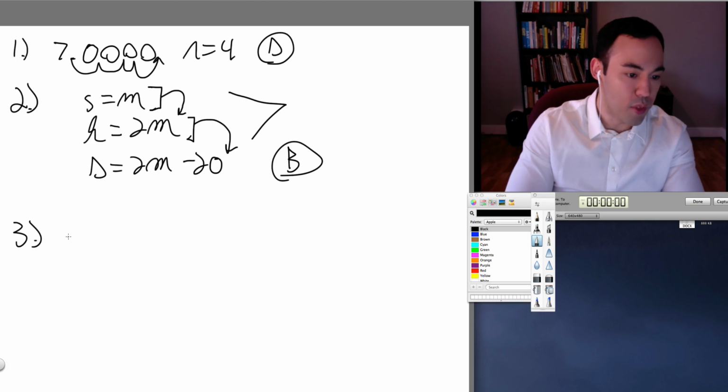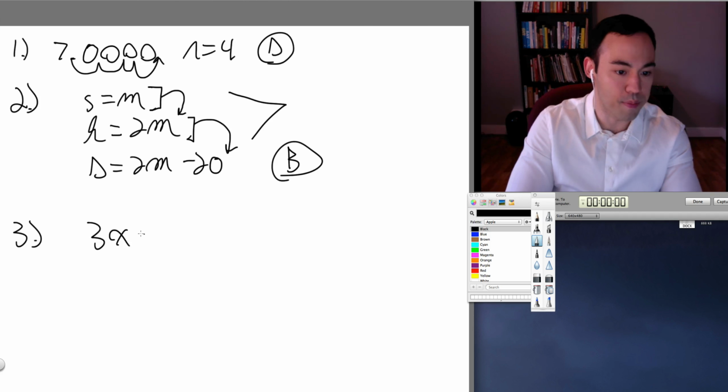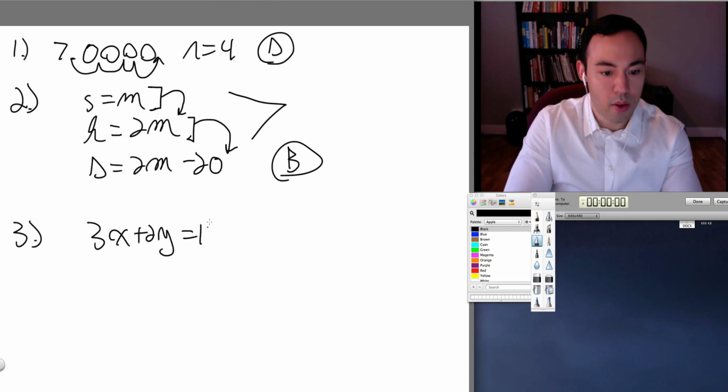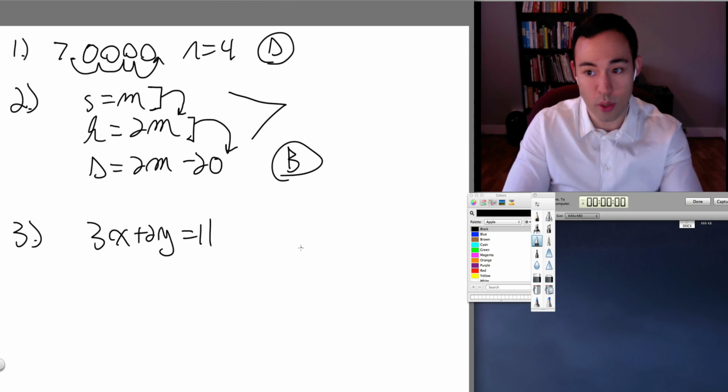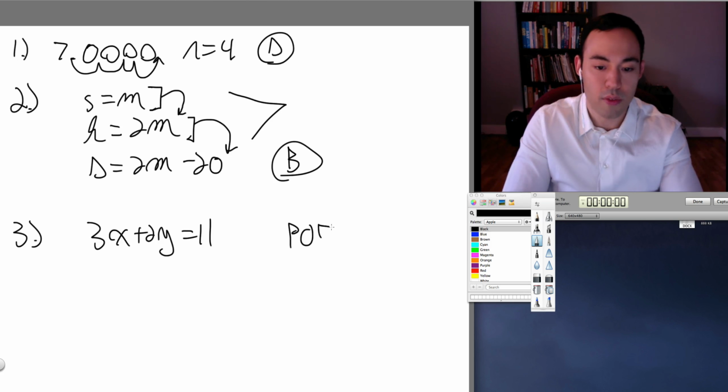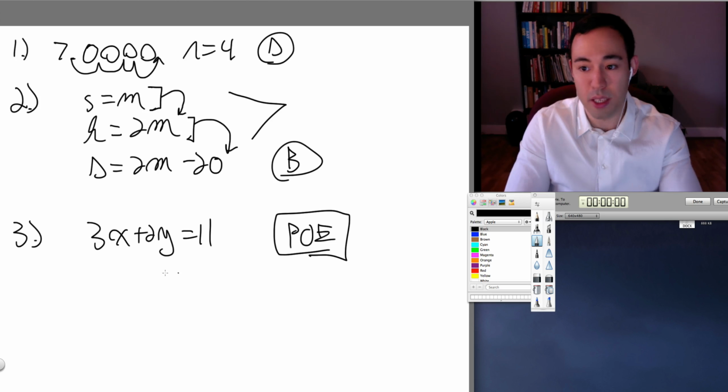So number 3, x and y are positive integers. If x and y are positive integers, what are all the solutions x, y of this equation? Now, the way I recommend solving this, I want to show you 2 ways. One is the quick way, and one is a slower formal way, which I think is important to know. The first quick way is just to use process of elimination.